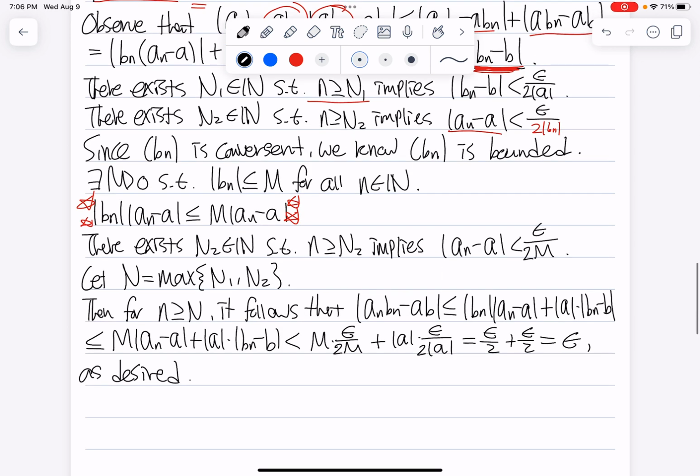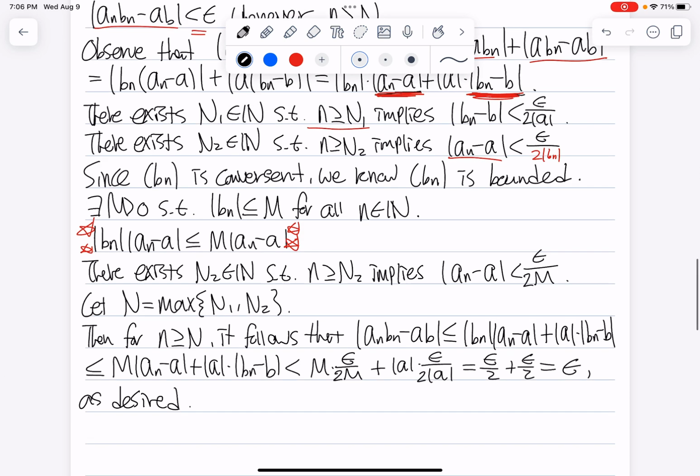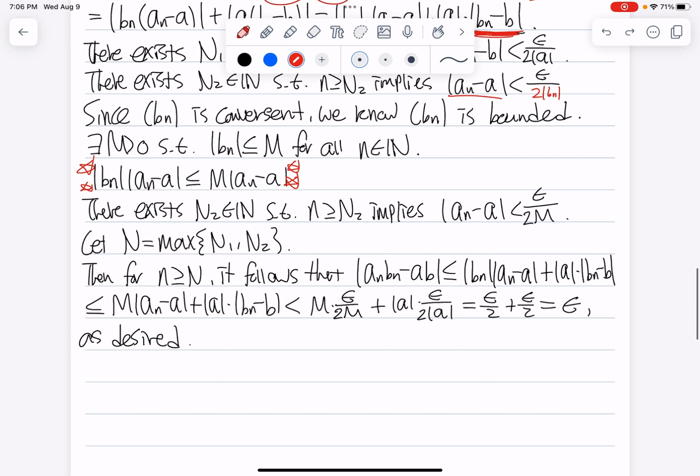And then lastly, we chose big N to be the maximum of the two, N1 and N2, so that these two statements would be true for small n greater than or equal to the big N. So then we concluded that yielded our final inequality to be less than epsilon, as desired.